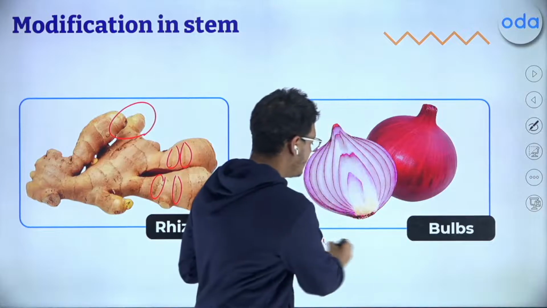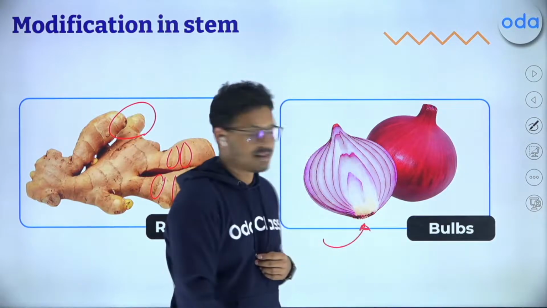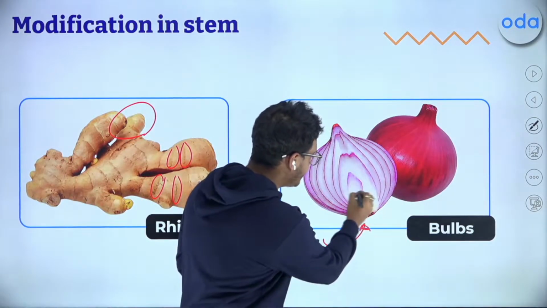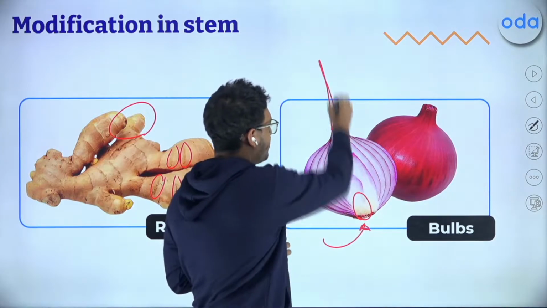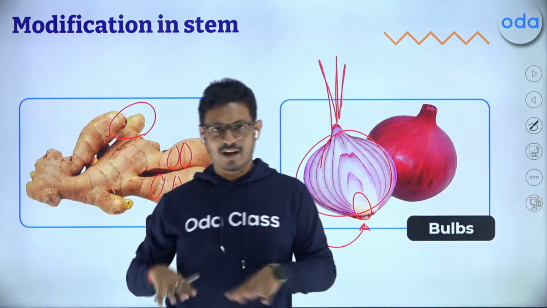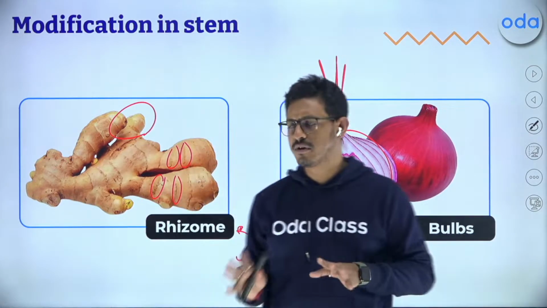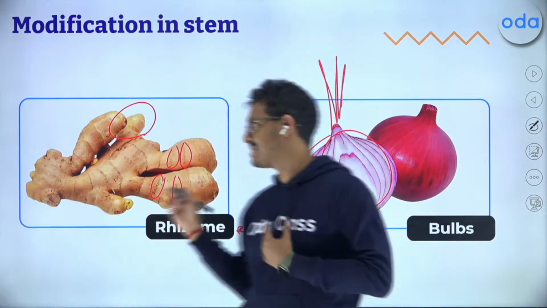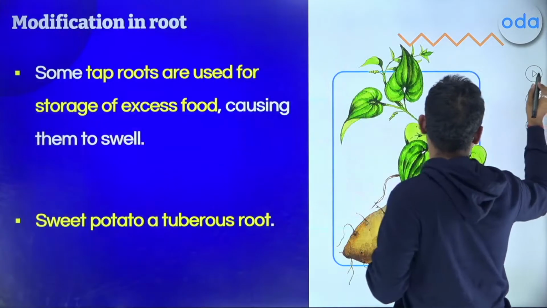And then you have bulbs, such as onion. The actual stem is this part. The leaf comes out from the soil, but the rest of the stem actually stays beneath the ground. So these are just some different types of modified stems, except tuber, which is your potato.